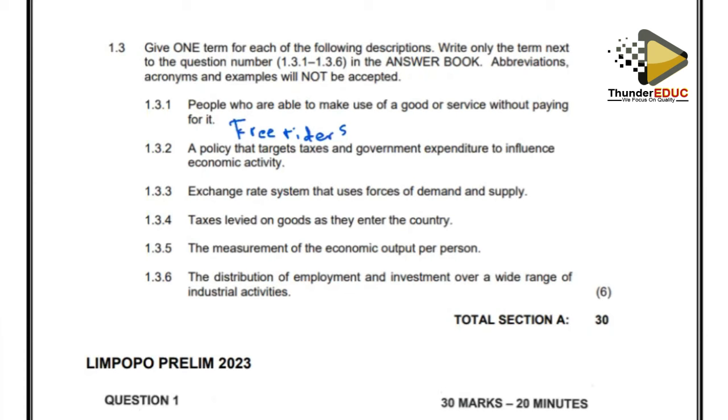Okay, right. So here, the appropriate answer, as I did say earlier, is fiscal. This is a fiscal policy. Okay, right, great talks. So now let's move on to the next question. Next question, we have 1.3.3. Exchange rate system can use forces of demand and supply. So this calls for what? Free exchange rate system. Why are we saying free exchange rate system? We are saying free because no monitoring is being done by the central bank here.